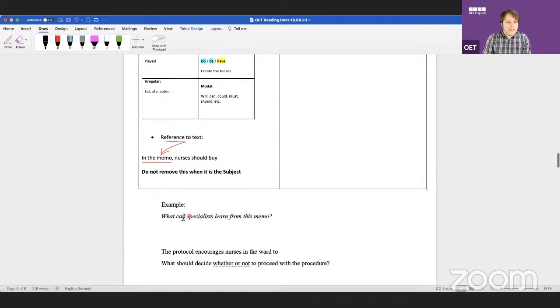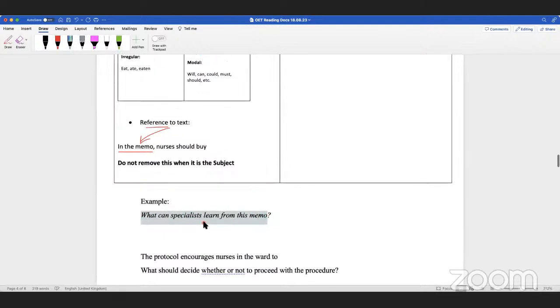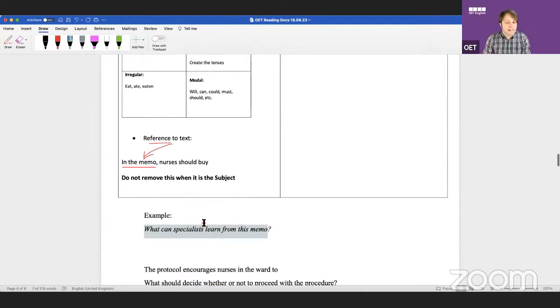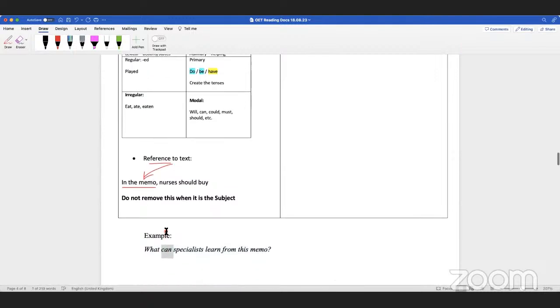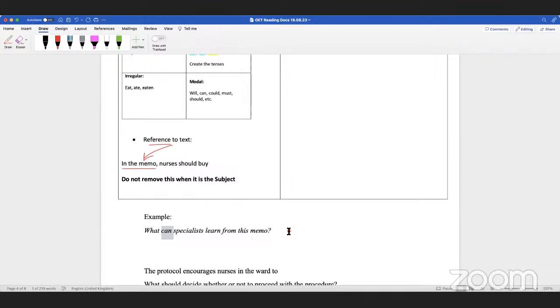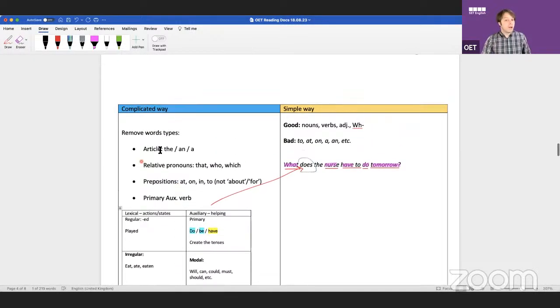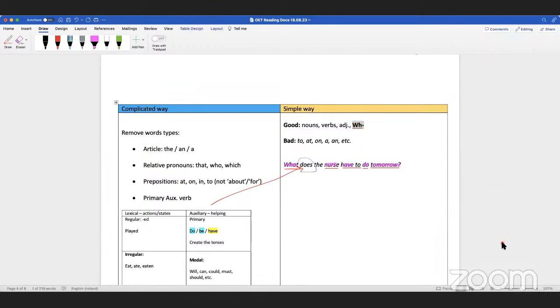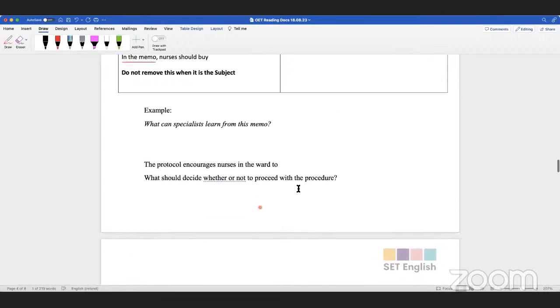Don't worry, though. Is there a primary auxiliary verb here? Oh, actually, no. There is a modal, so we should not remove that, actually. Okay. So, is there anything I can remove here? Are there any prepositions? Yes, you can remove what? No. You don't need to remove what. We said we need to leave what there. So what can we remove here?